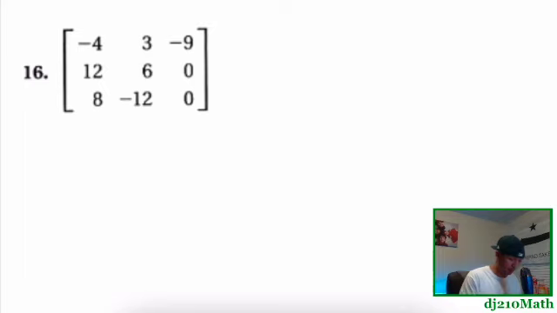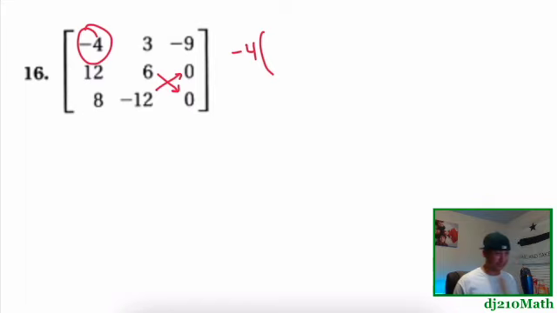So part 1, -4 times. Oh, this is nice. Look at this. 0 minus 0.